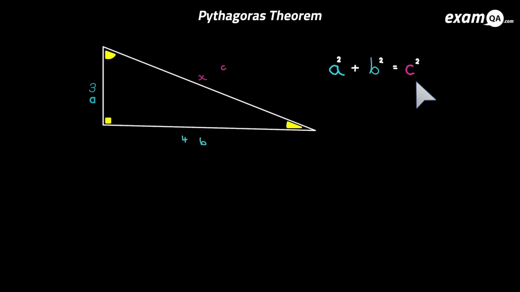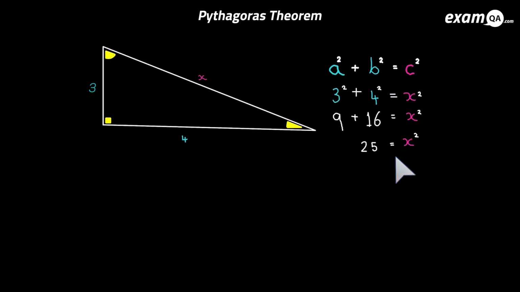Okay, so let's go ahead and fill in the formula. We've got 3 squared plus 4 squared equals x squared. Now 3 squared you should know is 9, 3 times 3 is 9. And 4 squared is 16, 4 times 4 is 16. Of course, we can simplify the left-hand side by adding them up. 9 plus 16 should give us 25. So now we have 25 equals x squared.